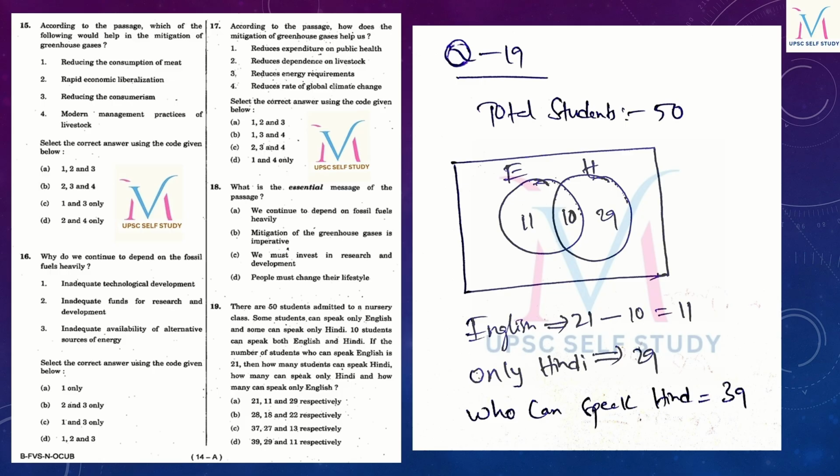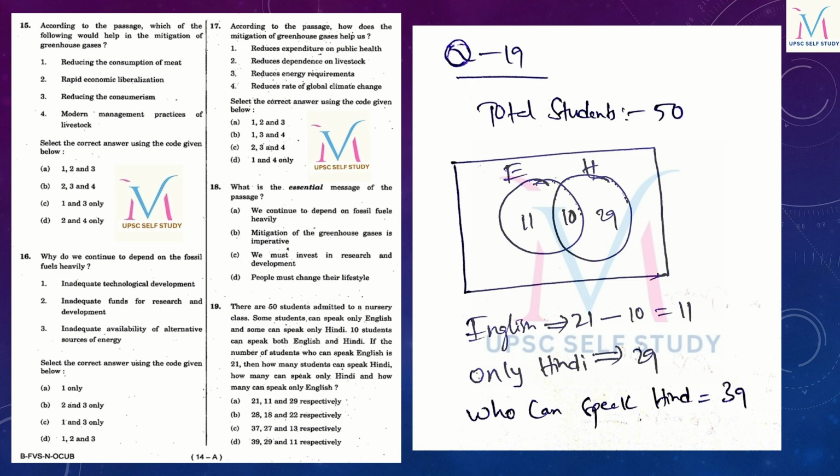And coming to the 17th, according to the passage, how does mitigation of greenhouse gases help us? Okay, how? Reduces expenditure on public health, reduces dependence on the livestock, reduces energy requirements, reduces the rate of global climate change. So this is answer B, which is 1, 3 and 4. Except reducing the dependence on livestock, all the other three apply.